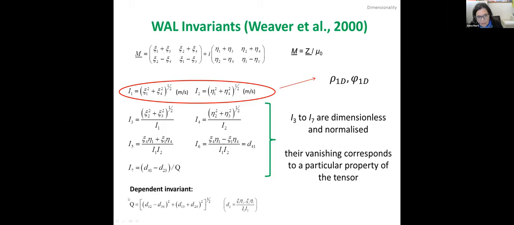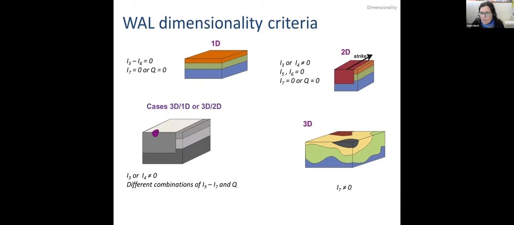There is also the Q invariant, which is dependent on the others, and is the denominator of I7. If its value is very small, it means that I7 is meaningless. From that, we can define 7 types of dimensionality, but for simplicity, we can summarize them as: if all the invariants are 0, we have a 1D structure. If only I3 and I4, or one of them, are different than zero, we have a 2D structure. Then different combinations of I5 to I7 and Q allow us to determine different types of distortion. And finally, if I7 is different than zero, we have a 3D structure.